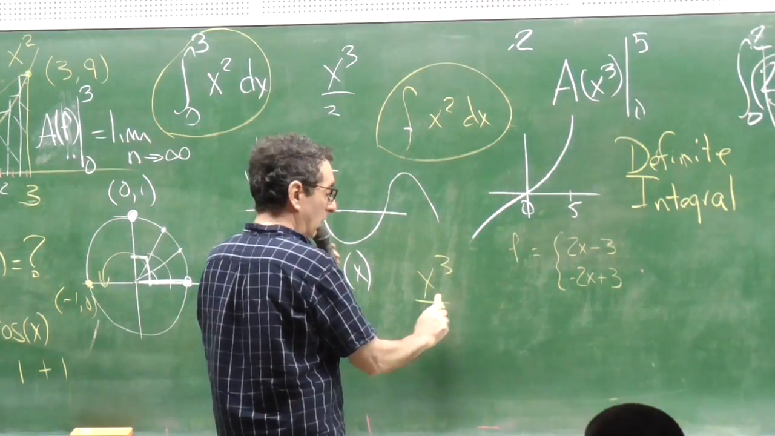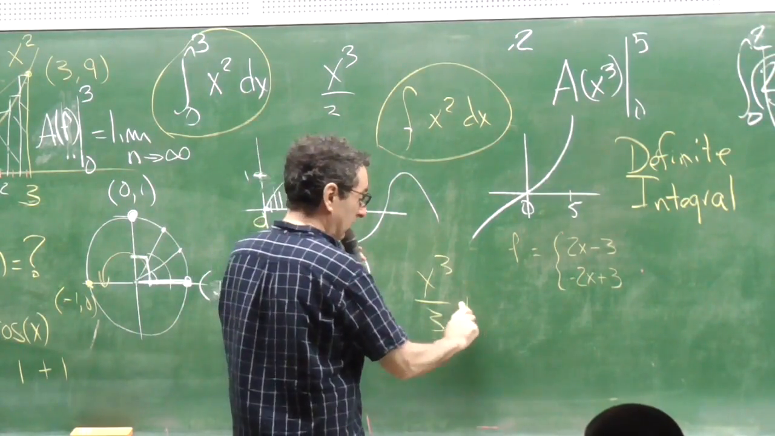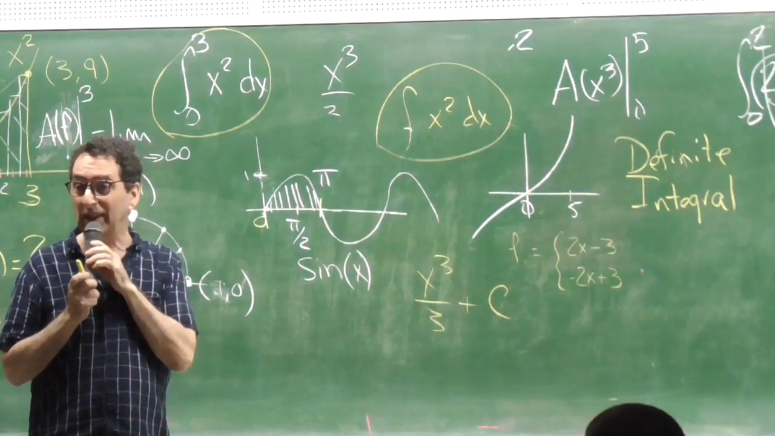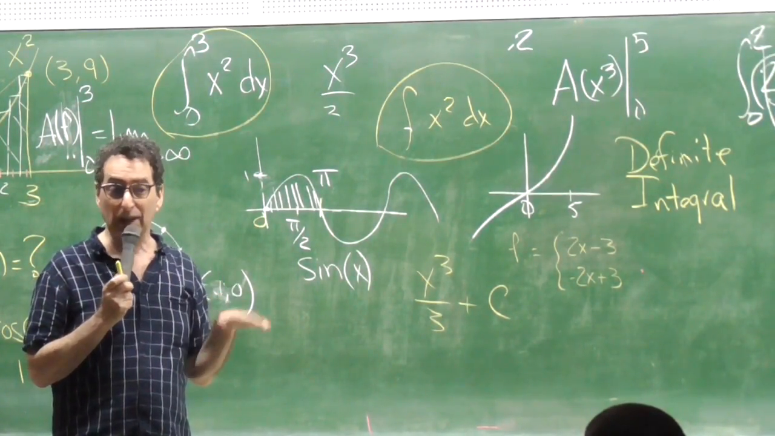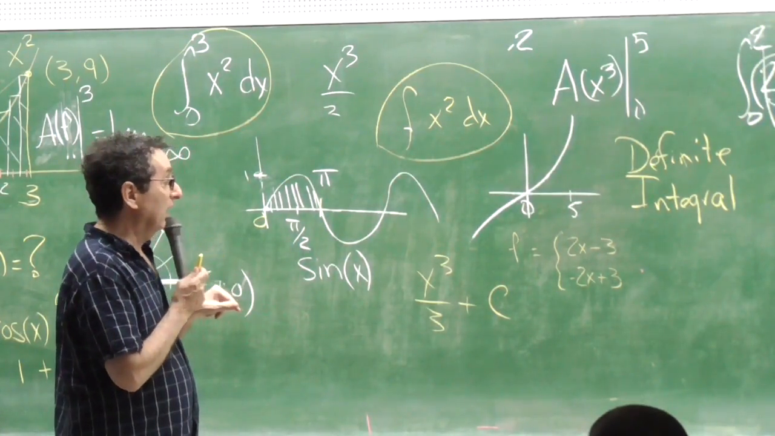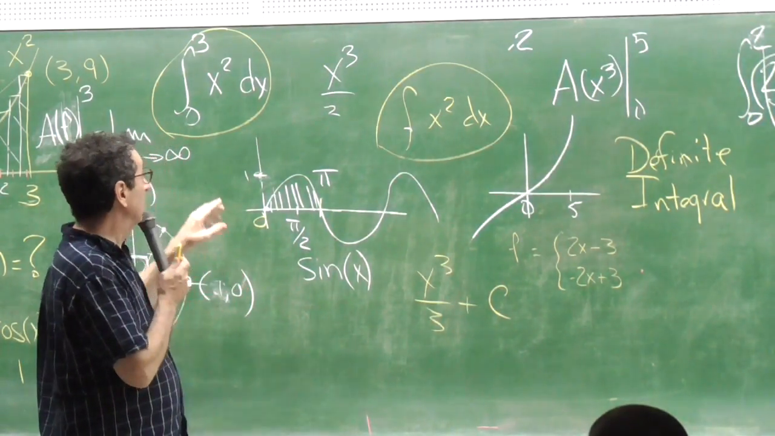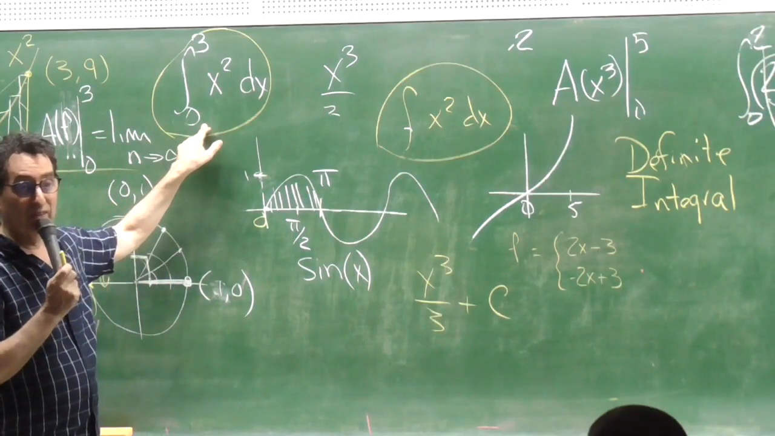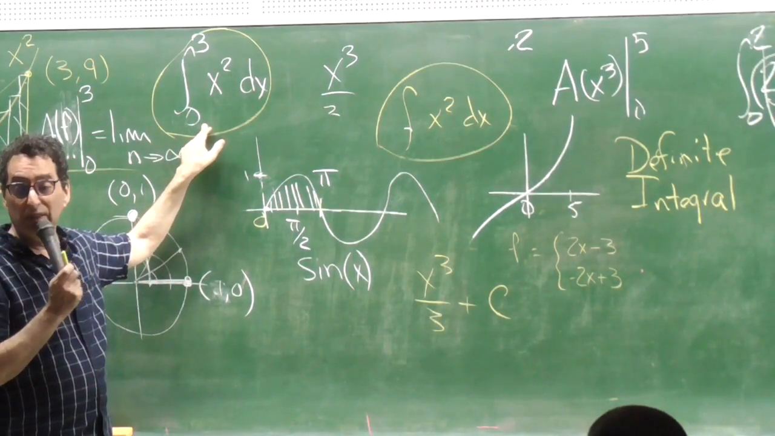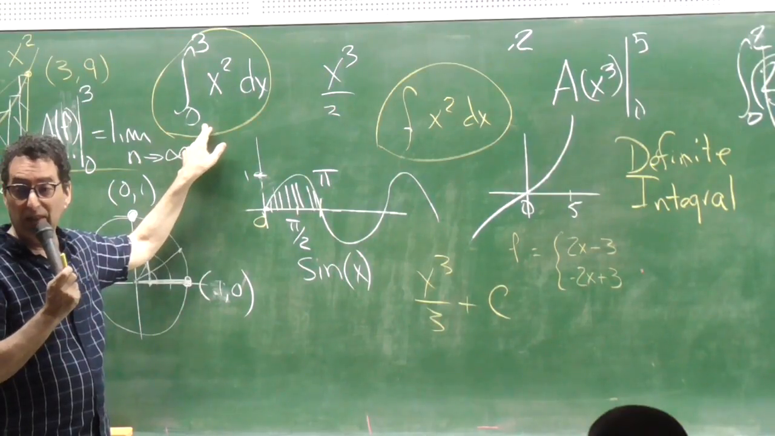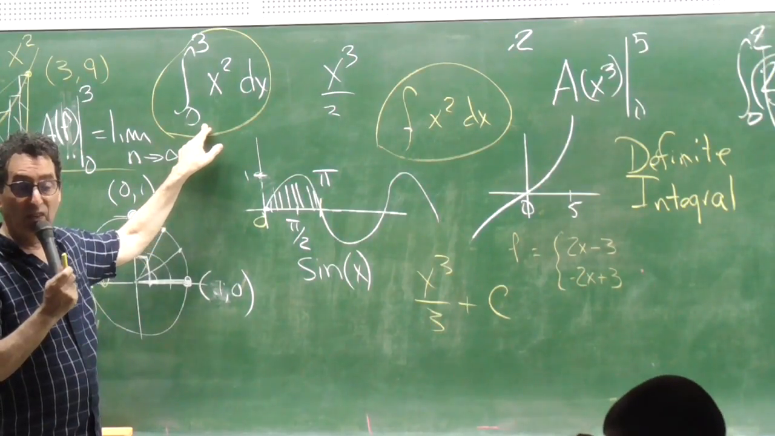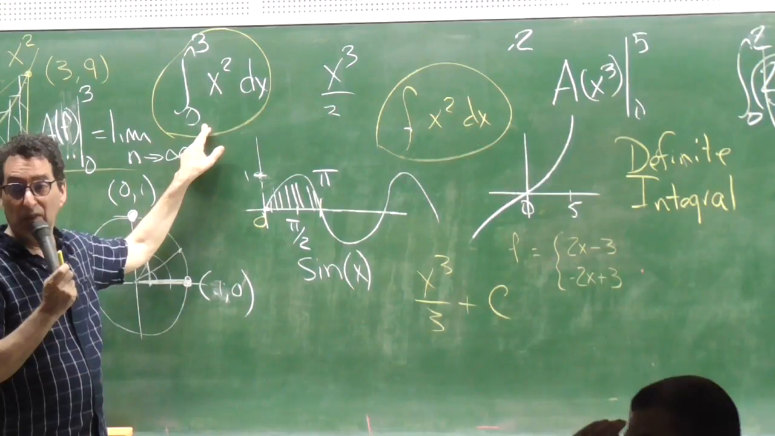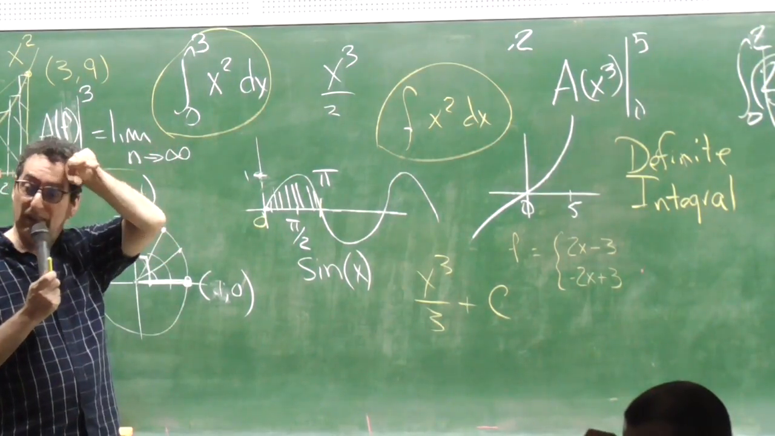X cubed over 3, right? But not really. It was that. So there's many answers. So that's one reason why it might be called the indefinite integral, because there's many answers. And another reason why this might be called the definite integral is because here you actually get a number when you do this, right? Because this is actually an area, so it's a number. So that's another reason to think of why we call them definite and indefinite.